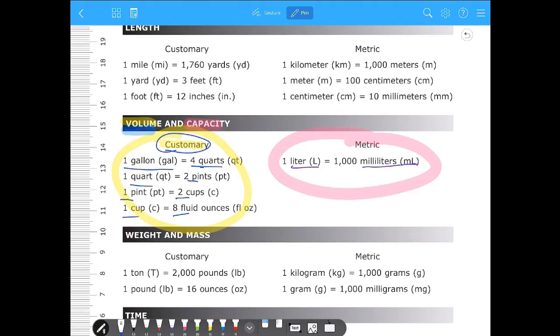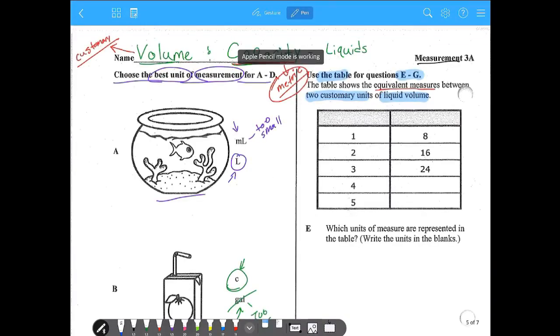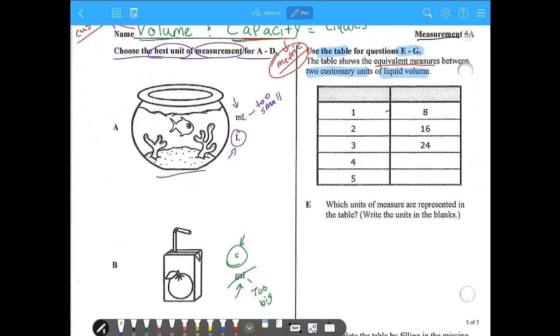Okay, so if we look over here, we have 1 equals 8, 2 equals 16, and 3 equals 24. I know you guys can finish the pattern, right? Because you can tell on this side we're counting by 8. So you have 8, 16, 24. The next one would be 32, and the next one would be 40. But what are the units?